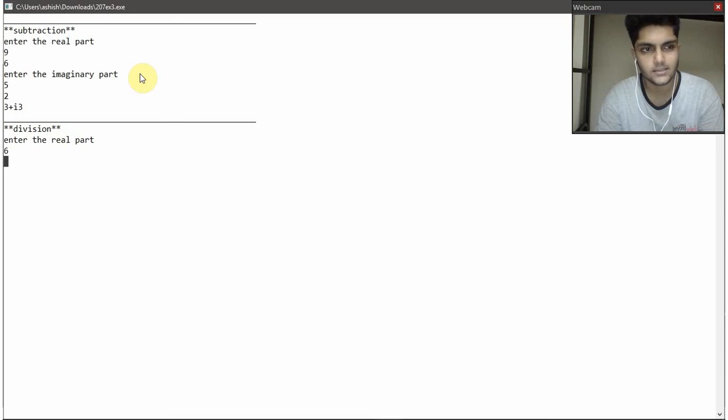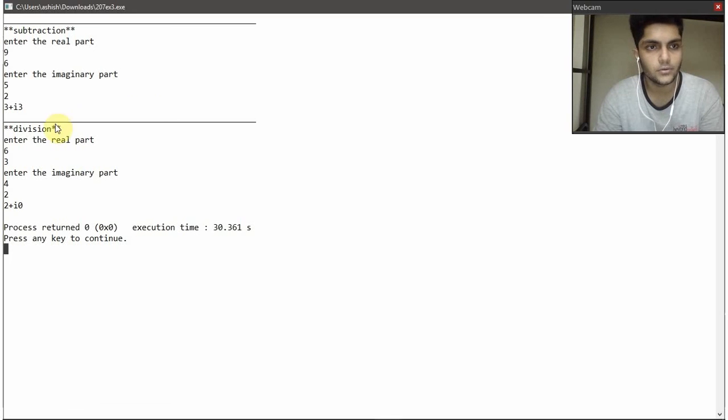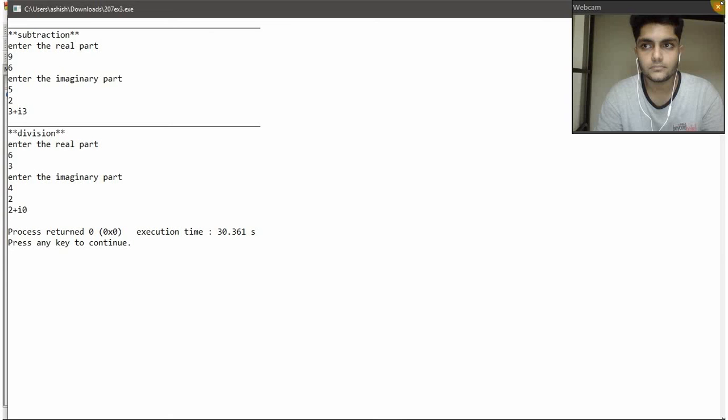And now we will perform our division function, that is real part. Suppose we are giving 6 and 3, and then imaginary part, that is 4 and 2. So it is giving 2 plus iota 0. If you perform this division with the mathematical formula, I'm sure that it will give the same results. So this is how you perform this division and subtraction program.